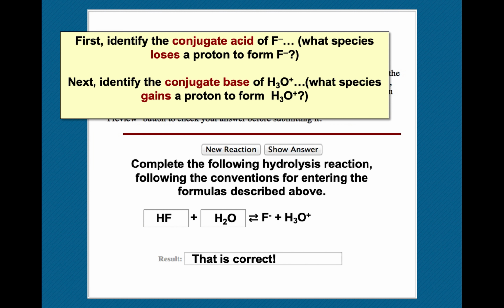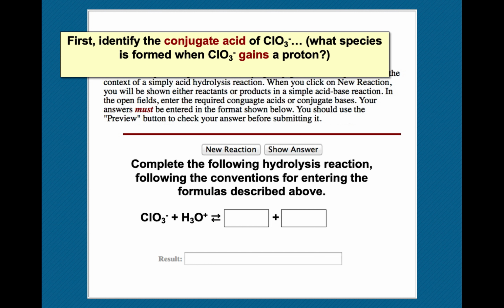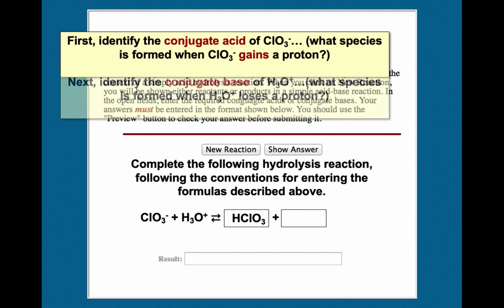This is chlorate. This is hydronium. Our acid form is going to be here, H3O+. When we transfer the proton to the Bronsted base, what do we get? Chloric acid. All right, after we transfer, what is the conjugate base here? It's hydronium minus a proton, or water.